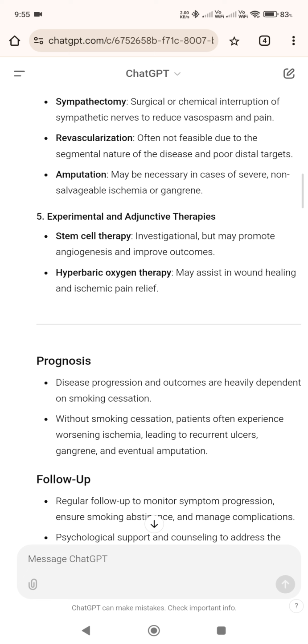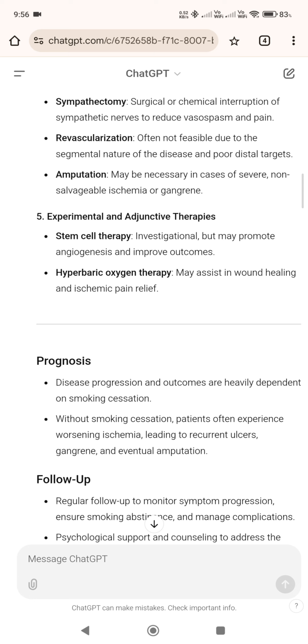5. Experimental and adjunctive therapies. Stem cell therapy, investigational, but may promote angiogenesis and improve outcomes. Hyperbaric oxygen therapy may assist in wound healing and ischemic pain relief. Prognosis. Disease progression and outcomes are heavily dependent on smoking cessation. Without smoking cessation, patients often experience worsening ischemia, leading to recurrent ulcers, gangrene, and eventual amputation.